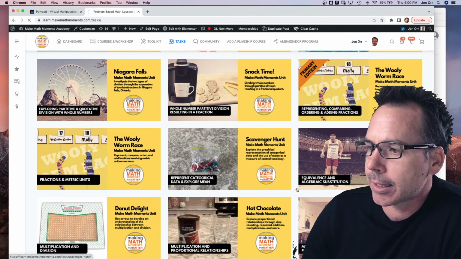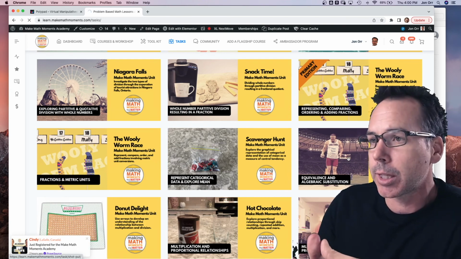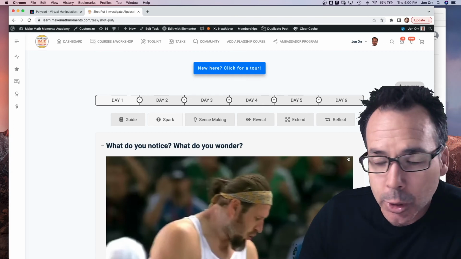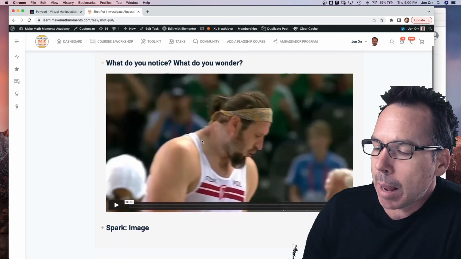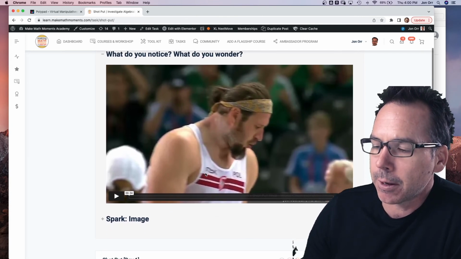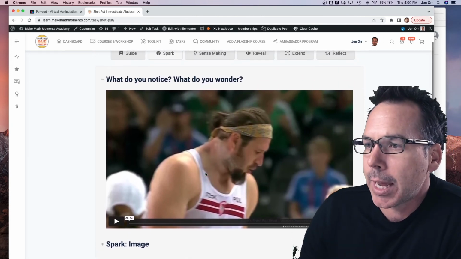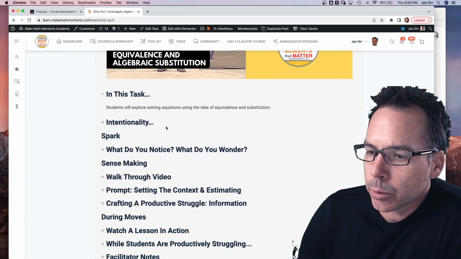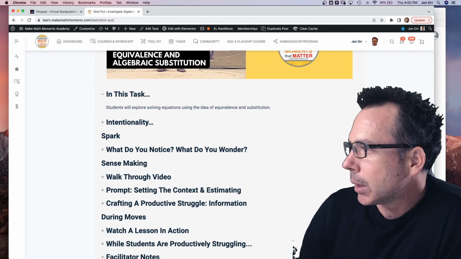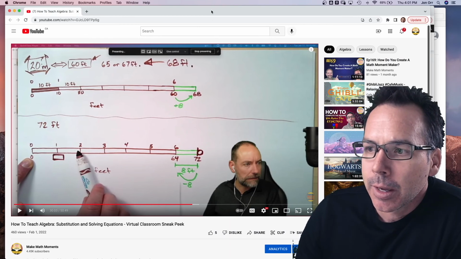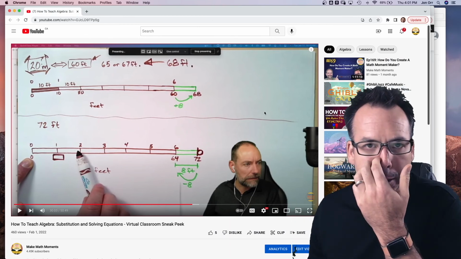Okay, so the shot put task is our unit on solving equations, one-step, two-step equations, but then it also goes further into days 5 and 6 on solving using substitution. So it's a full problem-based unit that in the first day we have some video of a man throwing a shot put, and we have to estimate how far he threw. If you head on over to the guide tab, you can walk through those moves. Also in the link below this, I'm putting a full walkthrough of this task from Kyle, so that he walks through how to use this task.